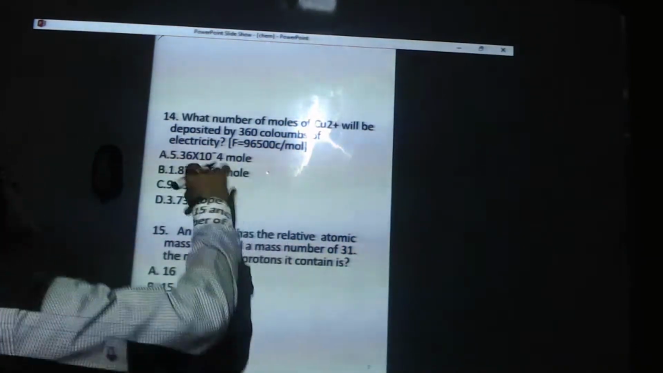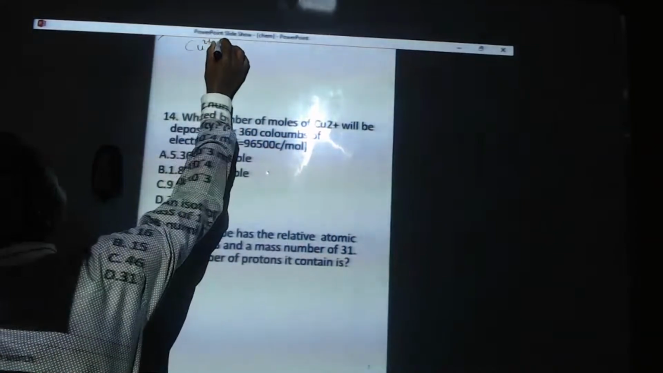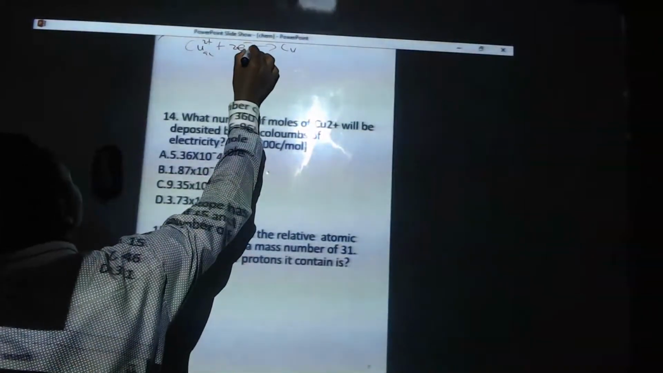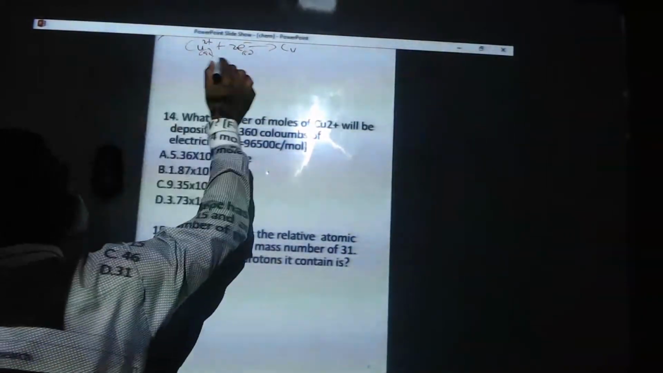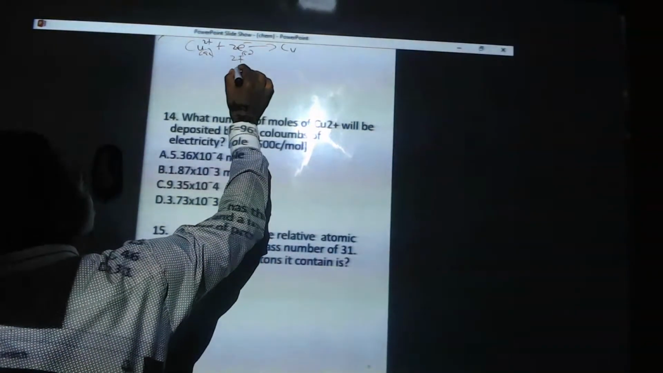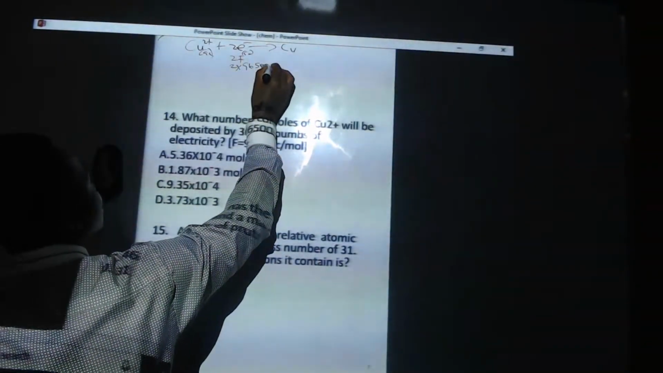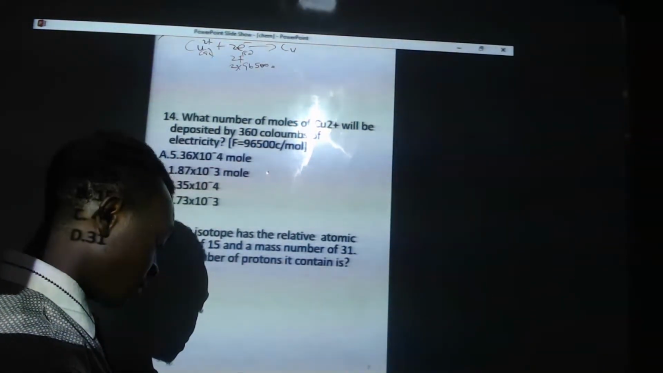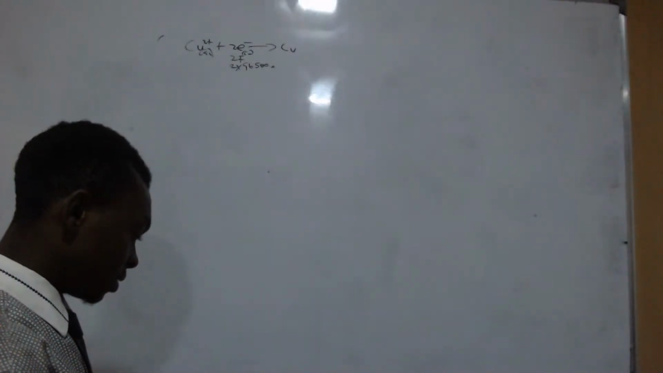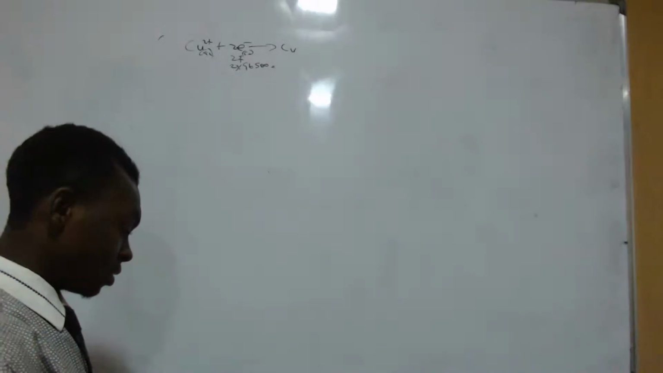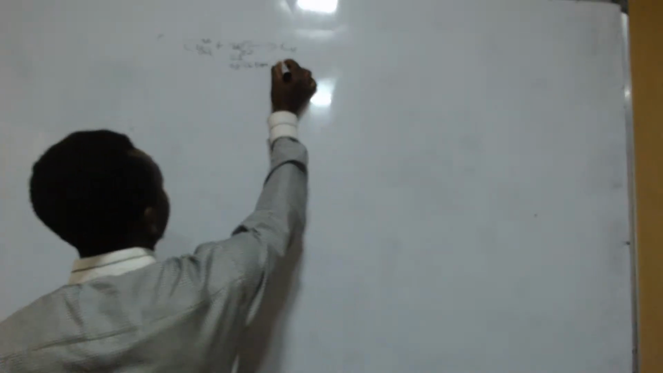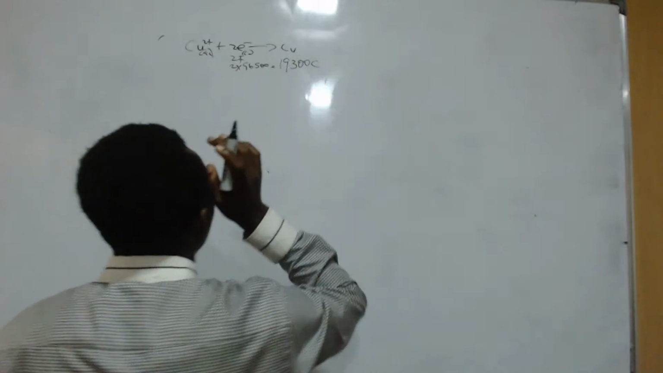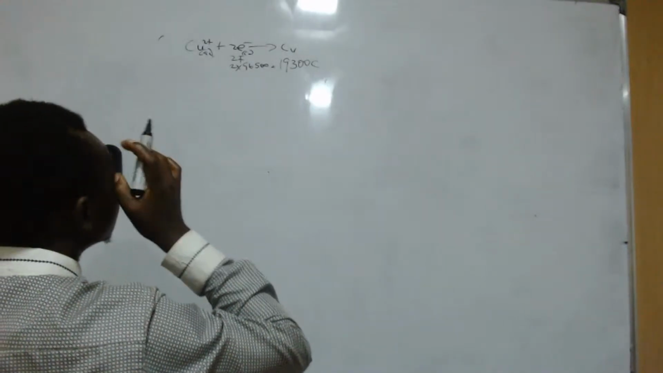So what we have to do now is write the equation. This is Cu2+ plus 2 electrons gives you Cu. So now it is 2F, which is 2 times 96500. Two times 96500 gives you 193000 coulombs.